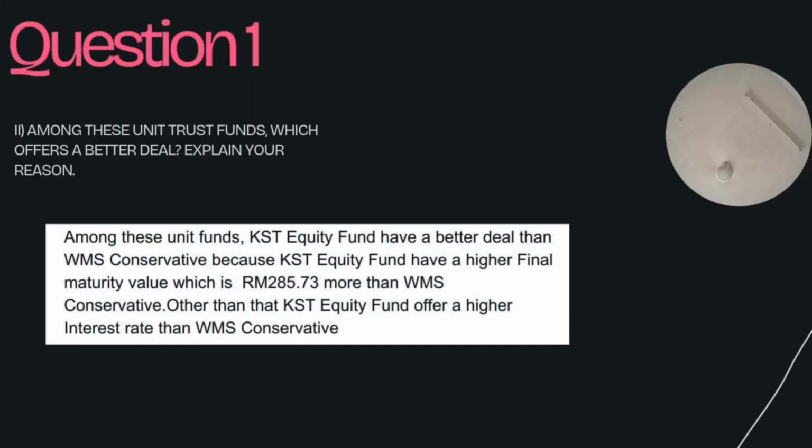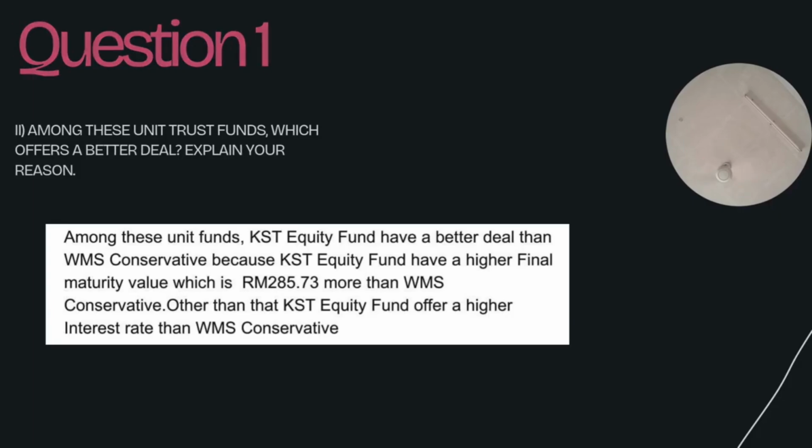Among these unit trust funds, which offers a better deal? Explain your reason. So, among these unit funds, KST Equity Fund has a better deal than WMS Conservative because KST Equity Fund has a higher final maturity value, which is 285 ringgit 70 cents more than WMS Conservative. Other than that, KST Equity Fund offers a higher interest rate than WMS Conservative.